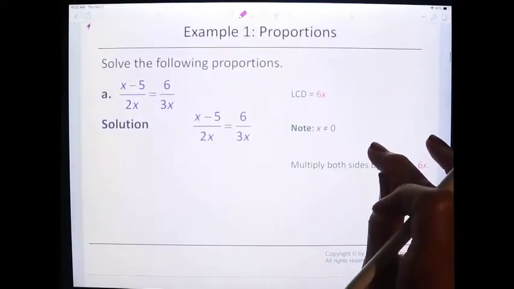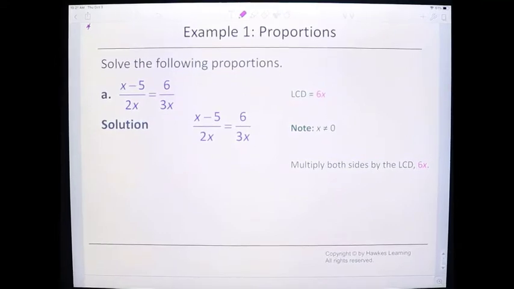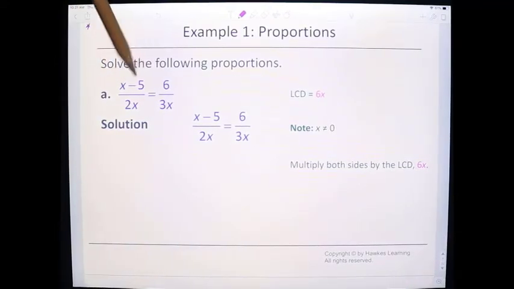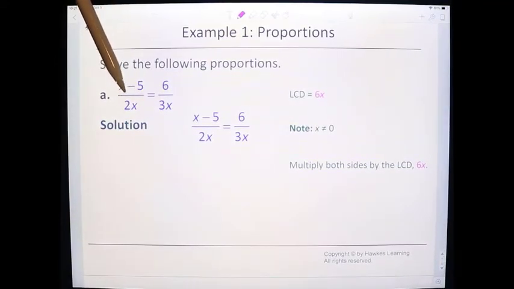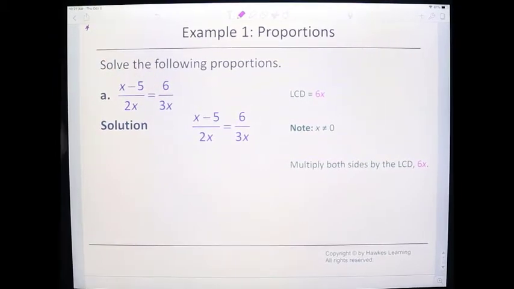Okay, so here's an example of a proportion. You can see here's the equals in the center, and then here's a single fraction over here on the left and a single fraction over here on the right. That's what makes it a proportion. It fits that special definition.